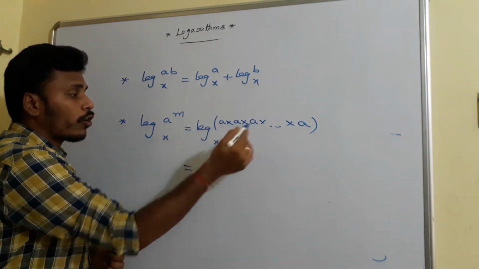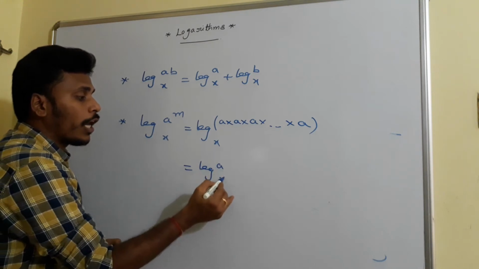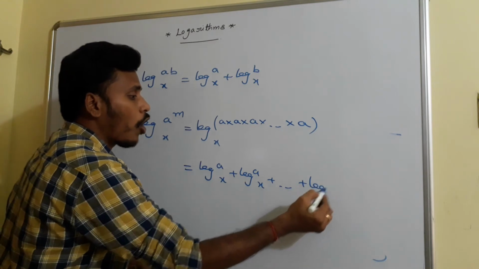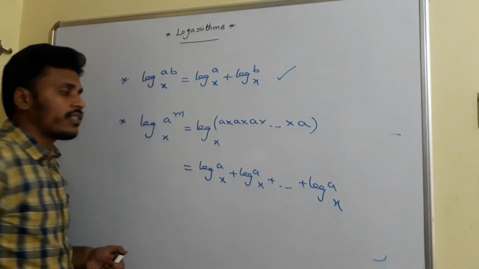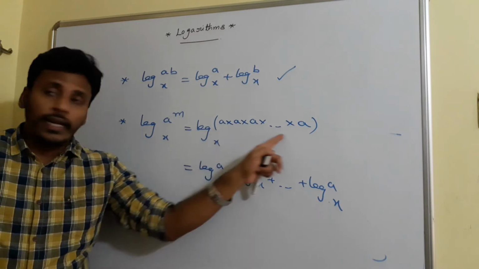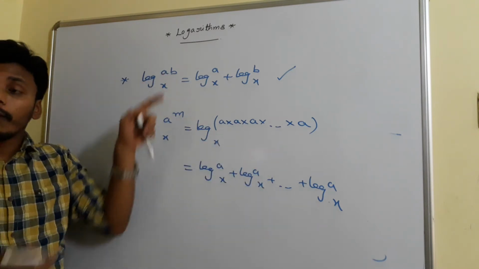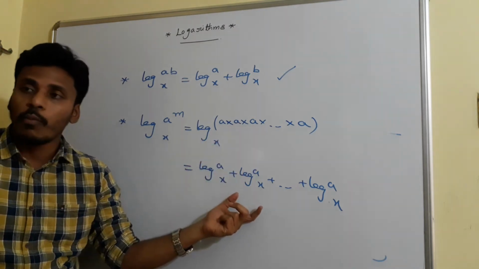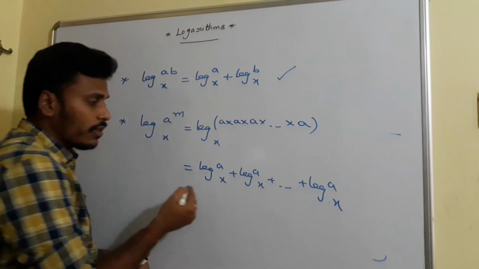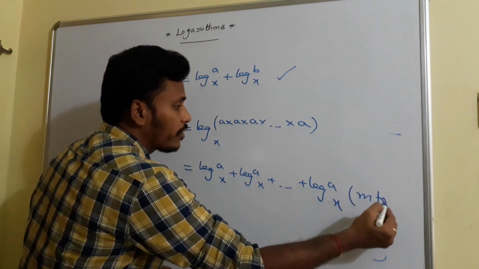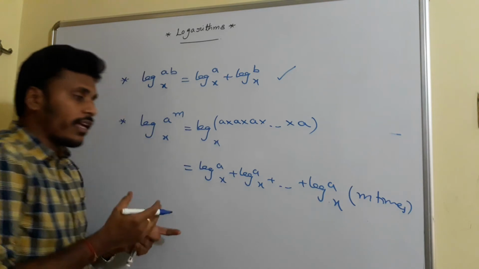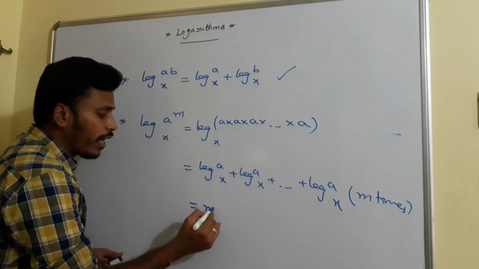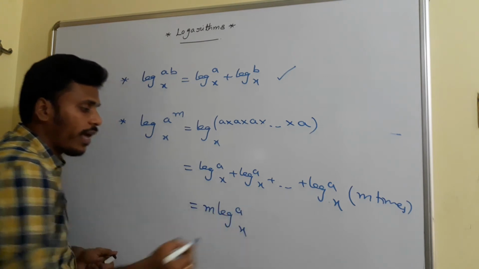That logarithm of the product of m a's will become like log a base x plus log a base x plus and so on plus log a base x, with the support of this law. Logarithm of the product will become the sum of logarithms. See, logarithm of the product of m a's will become the sum of m log a base x. This log a base x is there for m times. Since there are log a base x for m times, you need to add log a base x for m times, and it becomes m log a base x.